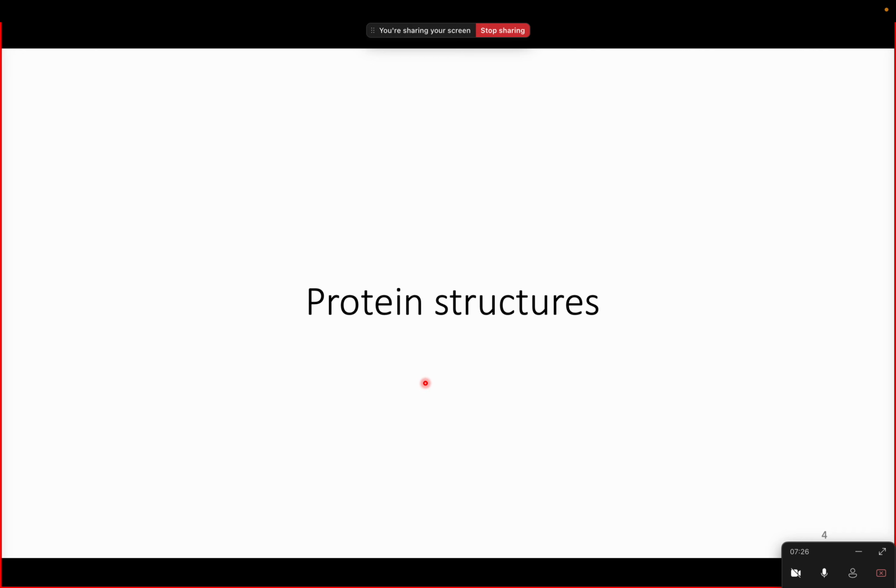We know about amino acids, we know what proteins are, but we have not touched upon what exactly happens once the covalent bond is formed between two amino acids and it becomes a peptide and then a polypeptide. What exactly happens after that, and the very basic question, why does it happen at all, correct? We'll try to answer these questions in the coming days. So we'll start with a very brief discussion about protein structures.